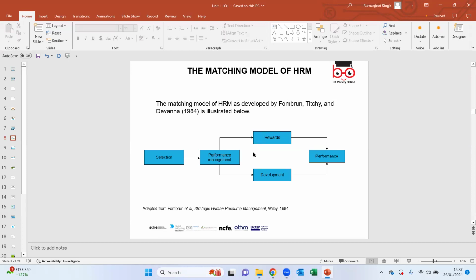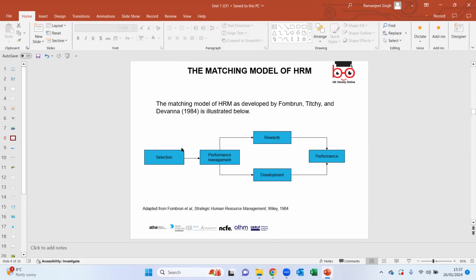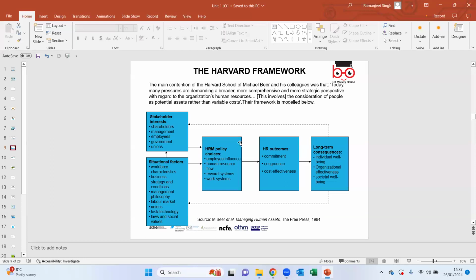I want to see the same scenario with soft so that I can understand better. Perfect. So now the next model that we're going to go through is the Harvard framework. This is a soft HRM model, and I'll explain how and why. This model essentially has 5 different frameworks: the stakeholder interests, the situational factors, HRM policies, the outcomes, and the long-term consequences. That model was broken down into 4 different things: selection, rewards, development, and performance. This one, on the other hand, is broken down into 5 different things.